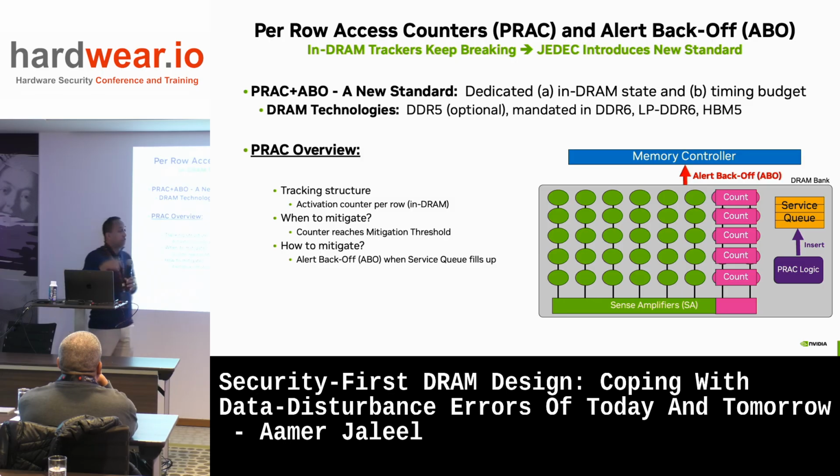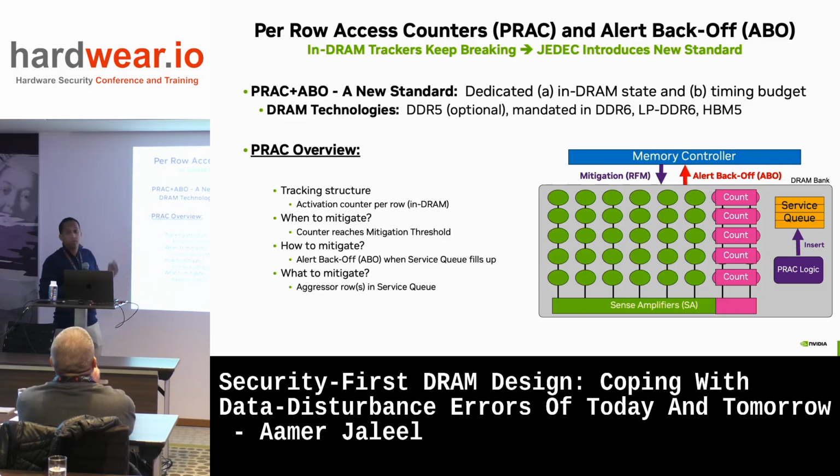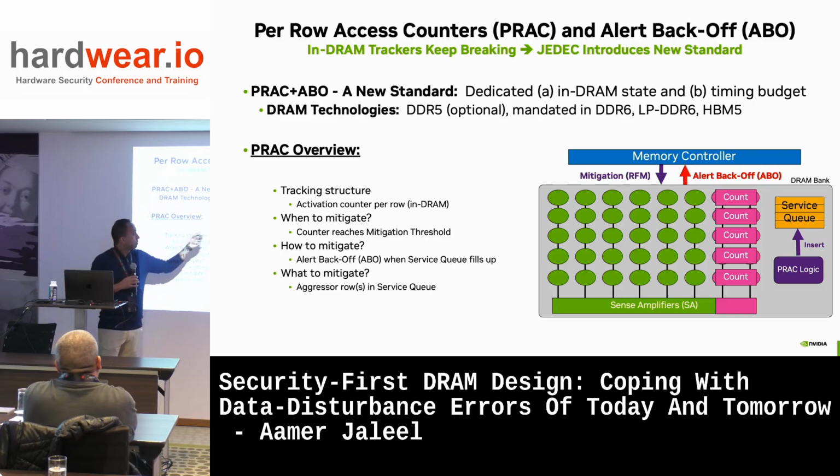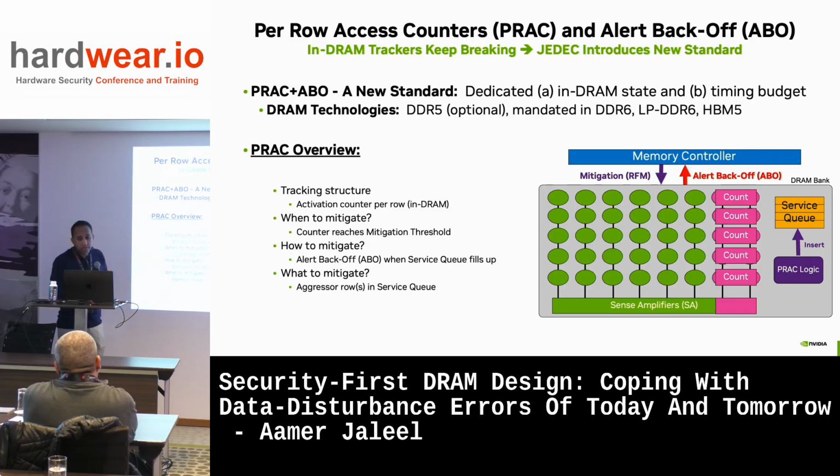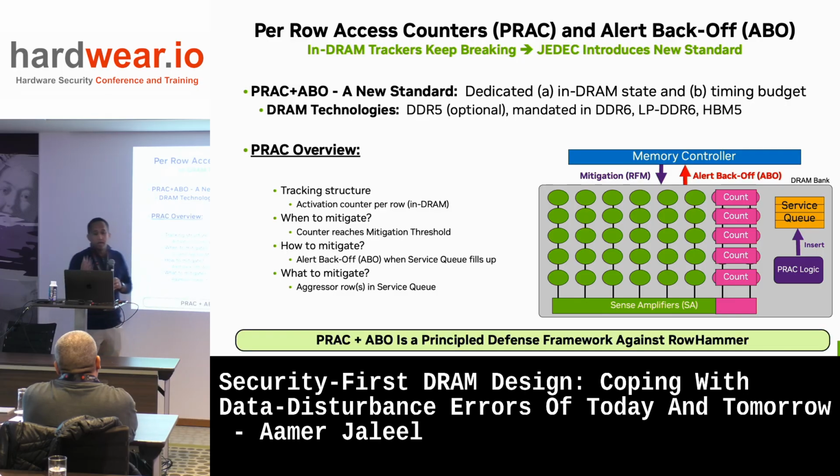When that service queue fills up, the DRAM is going to send an alert backoff signal to the memory controller saying, hey, I think I'm having issues, right? Data disturbance error potentials over here. Stop issuing requests, send me a mitigation request. A mitigation request is issued using RFM. And when the RFM arrives, it's going to consult this service queue, and you go ahead and get the entries from the service queue and mitigate it.